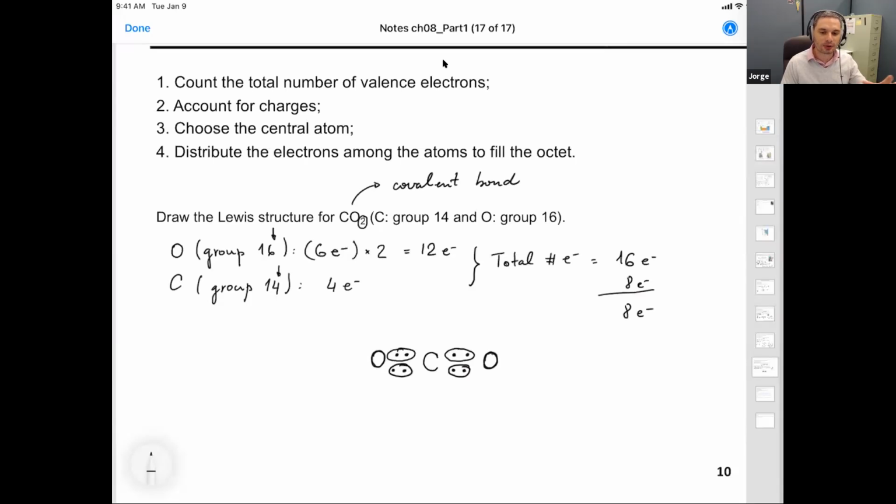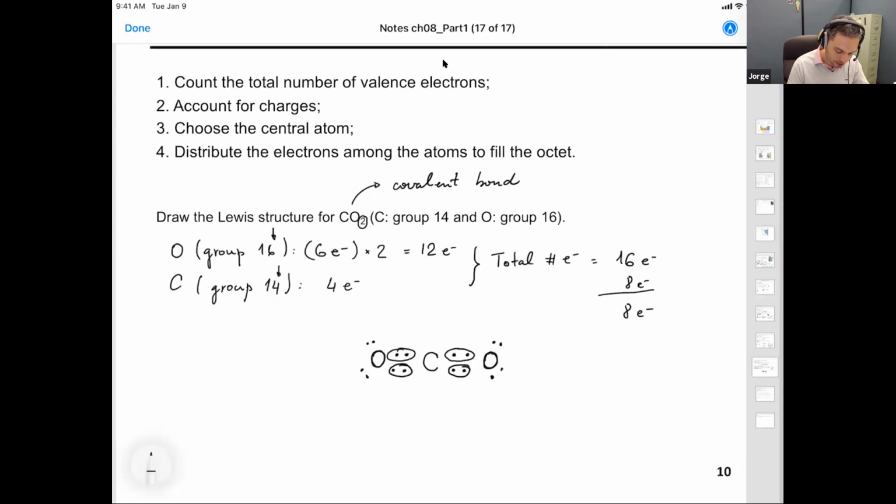Whatever is left is going to fill first the octet from the atoms on the outside, and if there is something left, you move on to the central atom. Oxygen has 1, 2, 3, 4 from the chemical bonds, and then 5, 6, 7, and 8. So now we spent all the 8 electrons that were left. Therefore, there is nothing left for carbon.